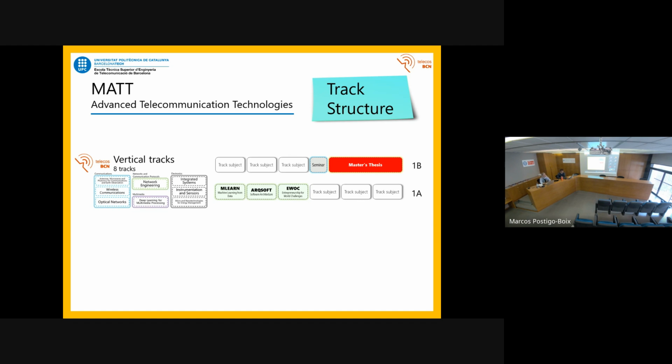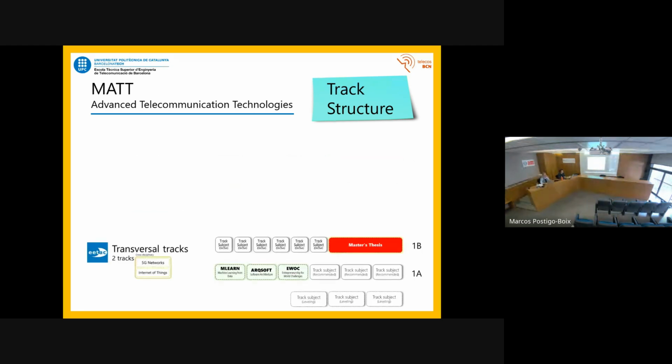And in Castelldefels, the transversal tracks have this structure. You will find 3 subjects of 5 credits, and also 6 subjects of 3 credits in the track, okay? And also the leveling tracks are leveling tracks from bachelor's courses, okay? So they increase the number of credits of the master, and that implies a third semester also.